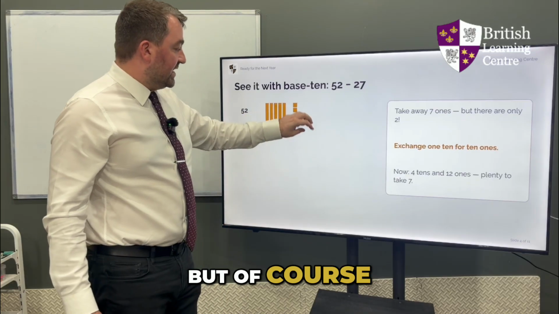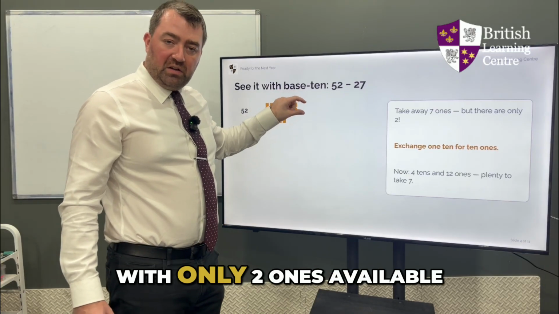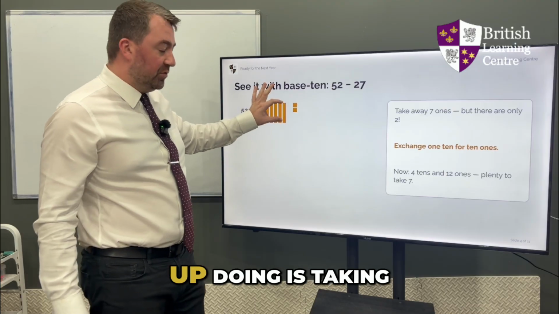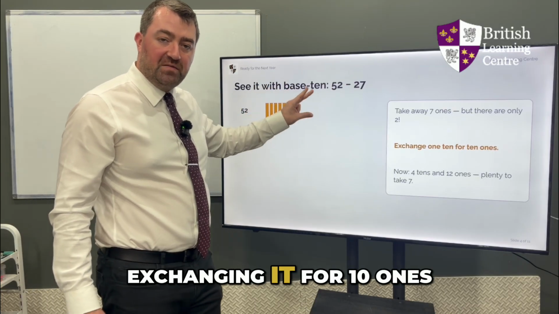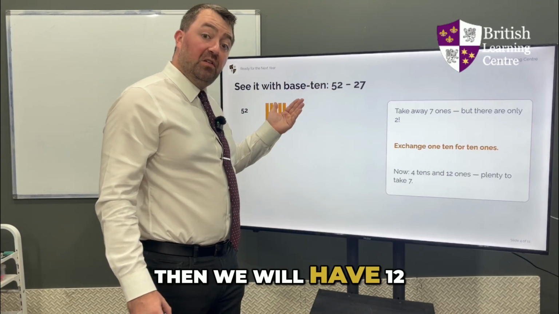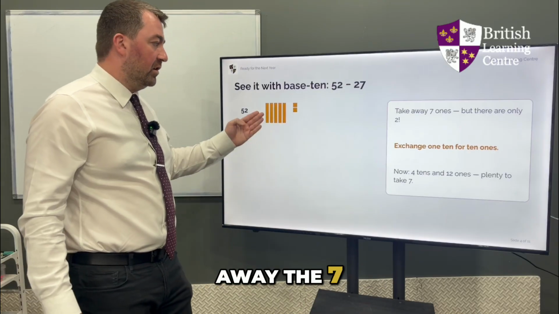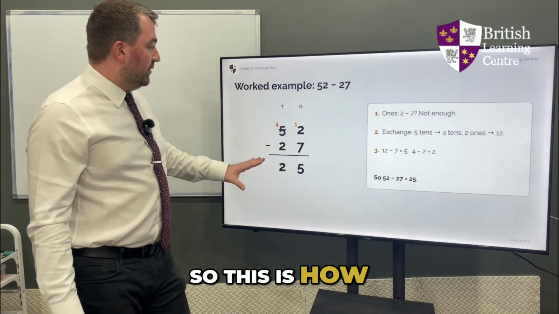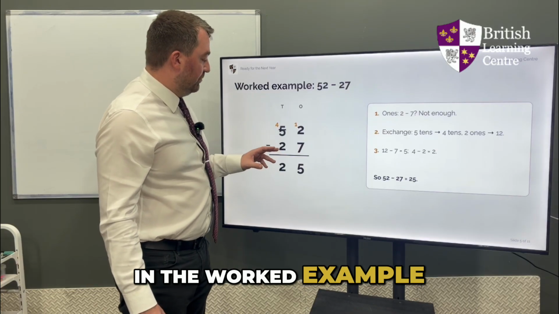But of course, taking the 1s away with only 2 1s available is tricky, okay? So what we end up doing is taking one of the 10s, exchanging it for 10 1s. Then we will have 12 and we can take away the 7. Of course, we'll only have the 4 10s remaining as well. So this is how it would look, okay, in the worked example.